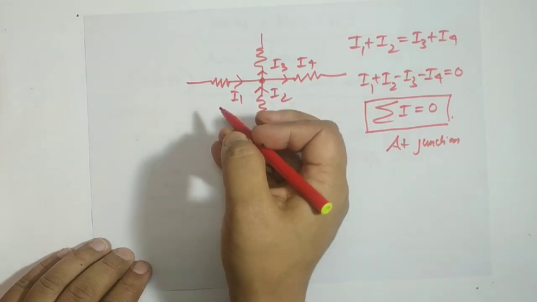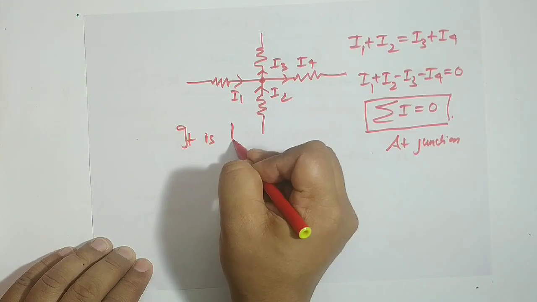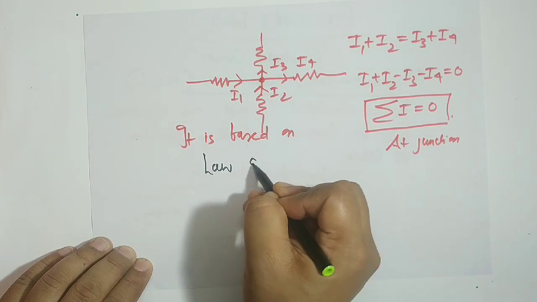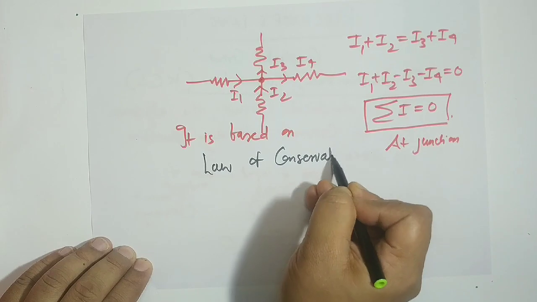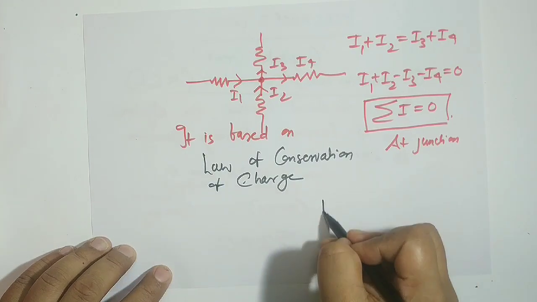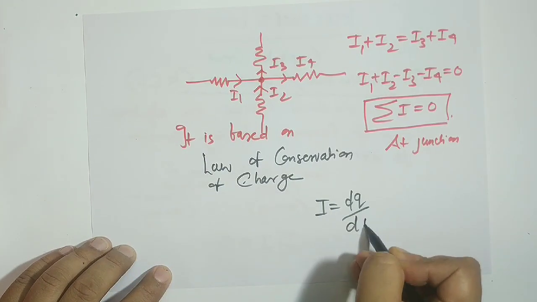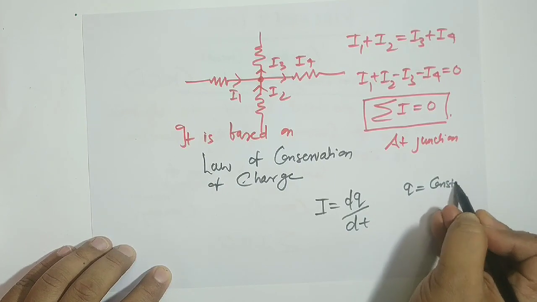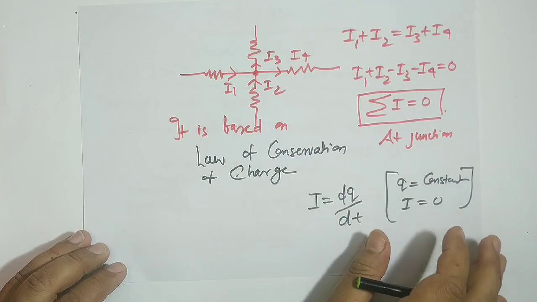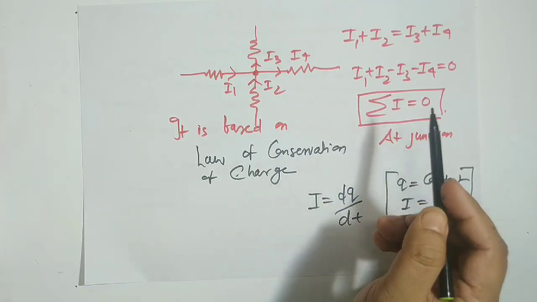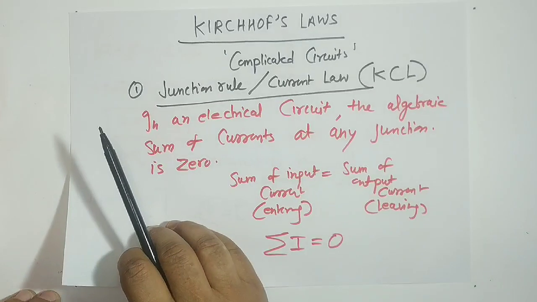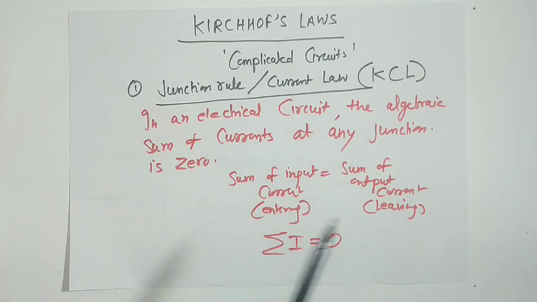And remember, very important, it is based on the law of conservation of charge. You remember I is dq by dt. When q is constant, certainly I is 0. So this is the junction rule, a very simple rule which we can apply across the junction. We can find that the sum of the entering current is equal to the sum of the leaving current. This is the simple first law, KCL, also known as the first law.